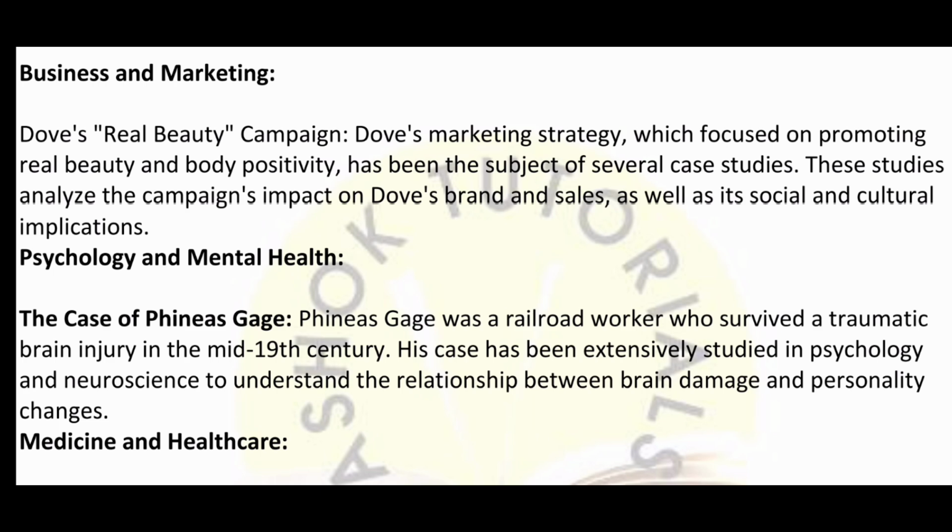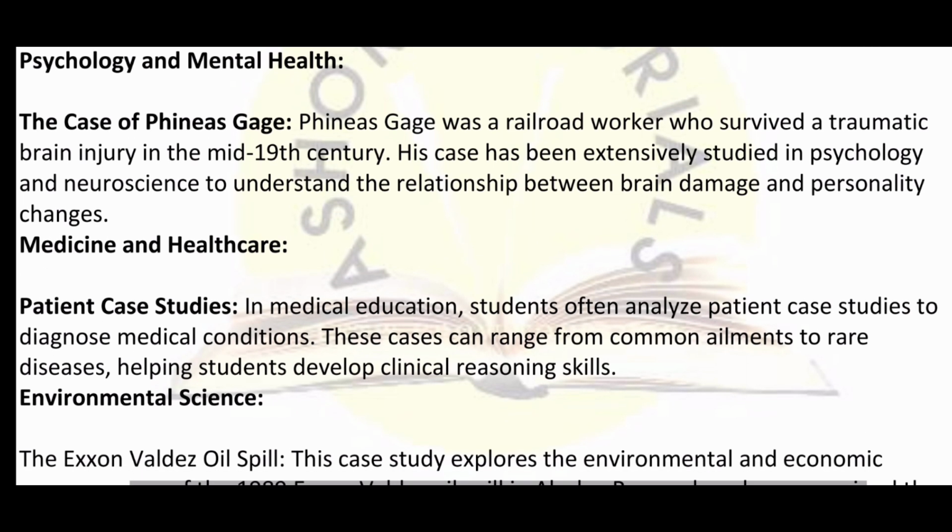So psychology and mental health, another example can be psychology and mental health. The case of Phineas Gage. Phineas Gage was a railroad worker who survived a traumatic brain injury in the mid 19th century. His case has been extensively studied in psychology and neuroscience to understand the relationship between brain damage and personality changes.